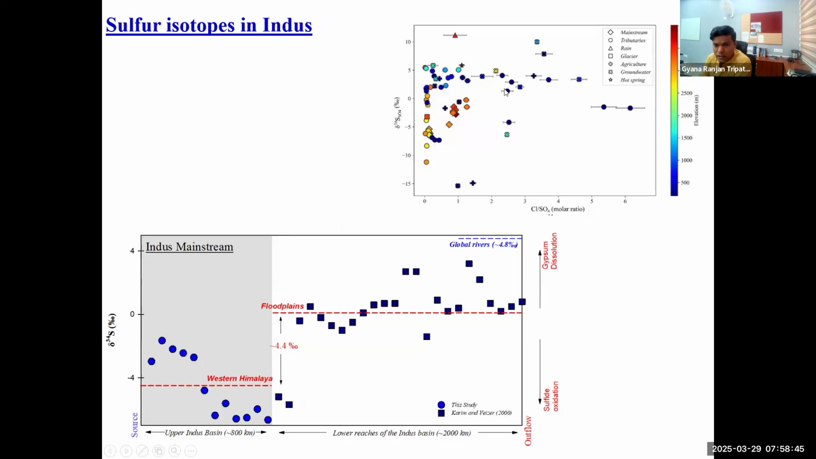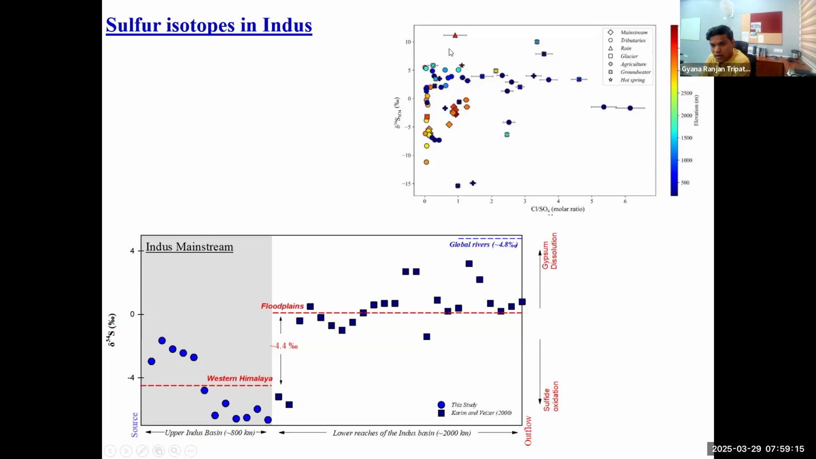If you see the top plot where delta 34S and chloride by sulfate is shown, you will see a distinct trend, and the distinct trend is the reddish color, which is of a higher elevation among those delta 34S that we saw in the previous plot. The rivers that are flowing through the upper reaches with a higher elevation have a depleted delta 34S compared to those that flow through the lower reaches.